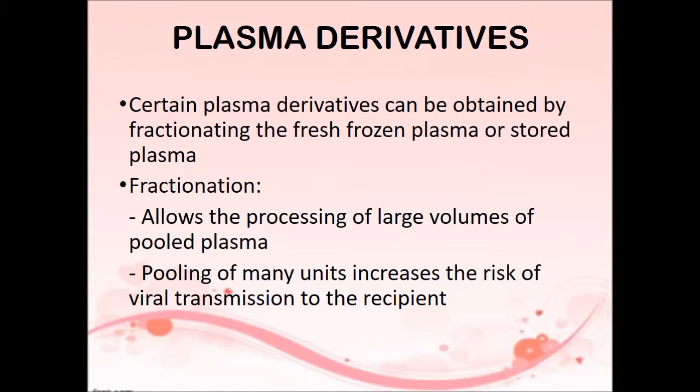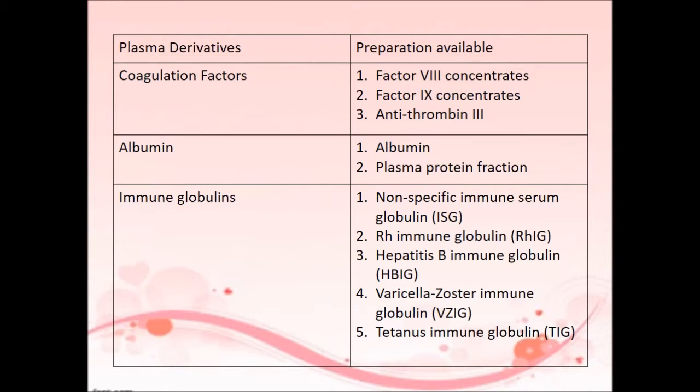Plasma derivative is a product that contains a concentrated fraction of plasma proteins that have been separated by using physicochemical or other fractionation processes. It is made by fractionating fresh frozen plasma or stored plasma. Plasma derivatives include coagulation factors, albumin, and also immune globulins.